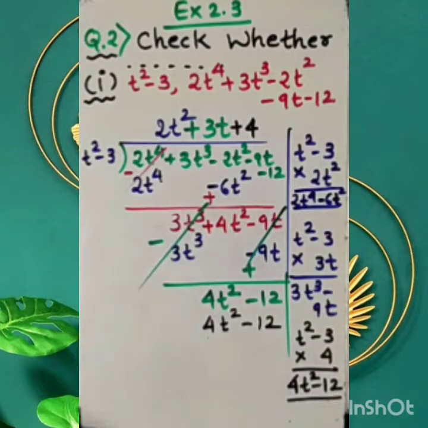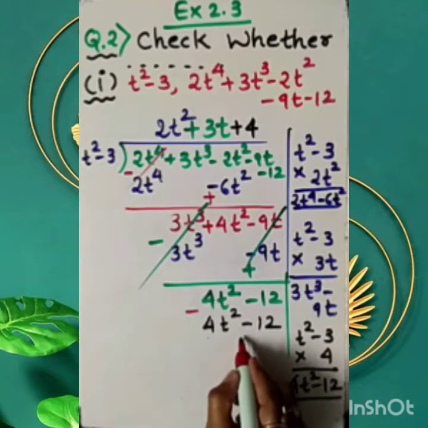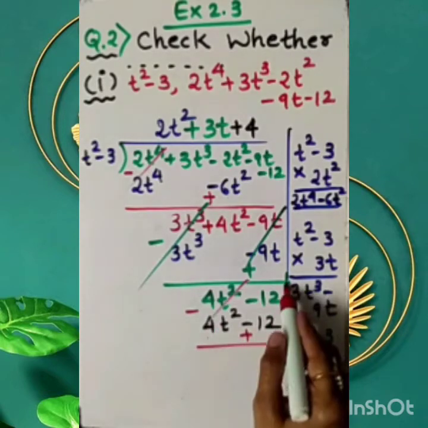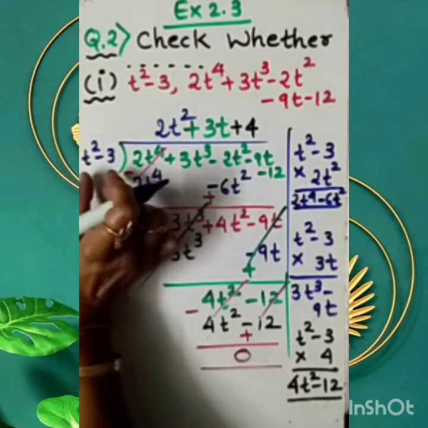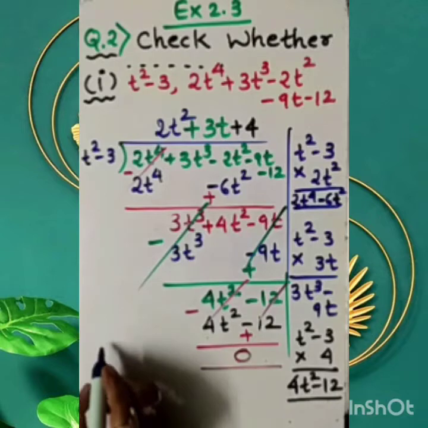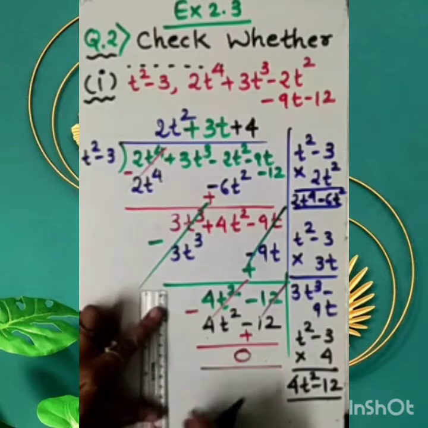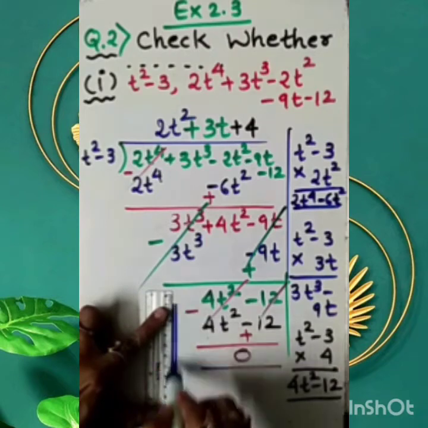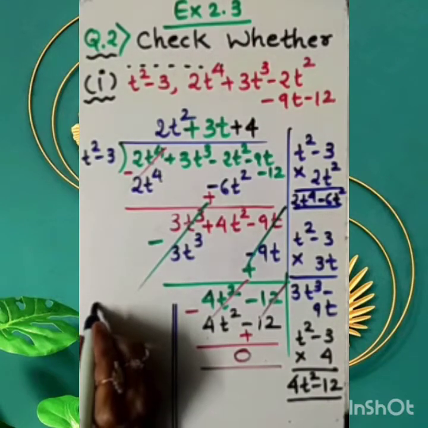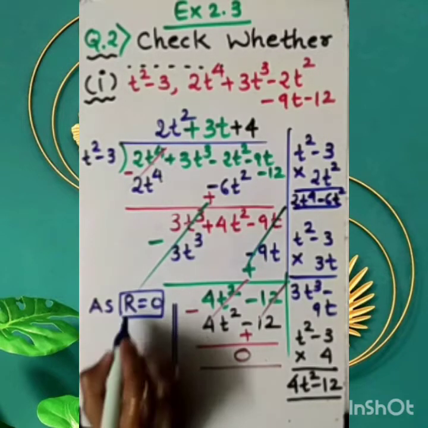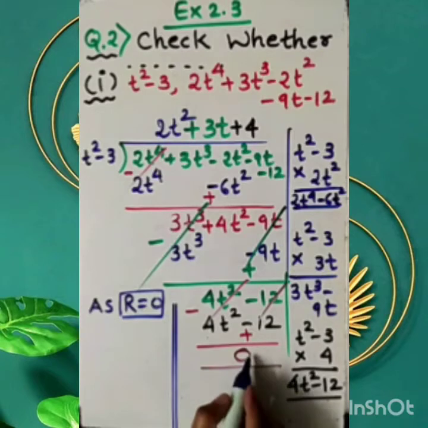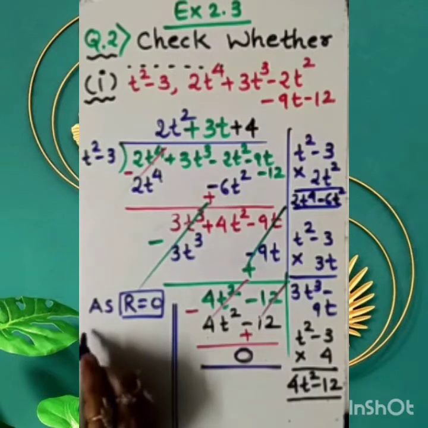Now, as usual, we need to change the sign. This minus and this plus, this opposite sign cancels. So remainder is 0. As here remainder is 0, therefore we can say this term is divisible by this term. So let's write here the final answer: remainder equal to 0. R indicates remainder, okay?